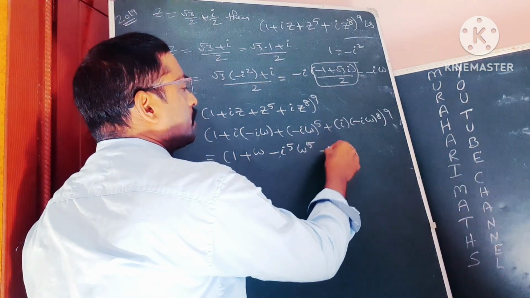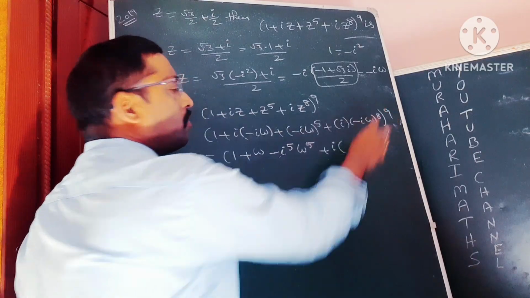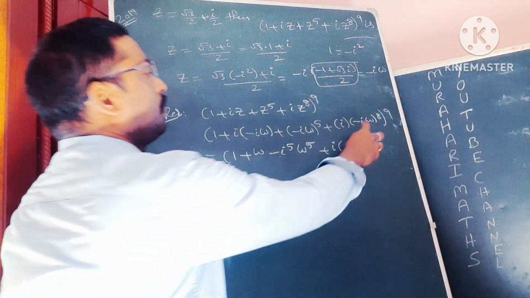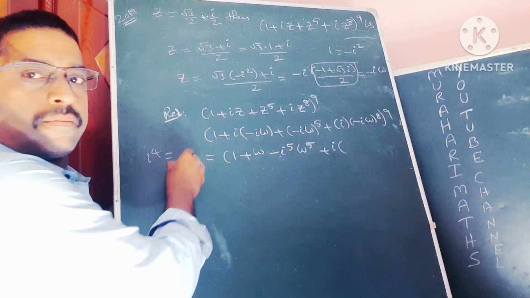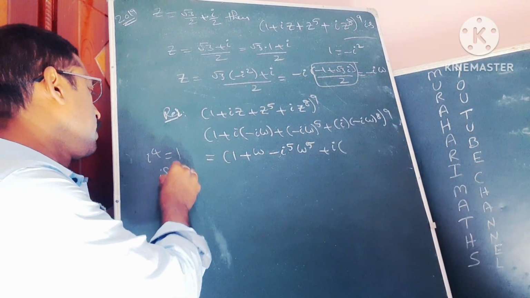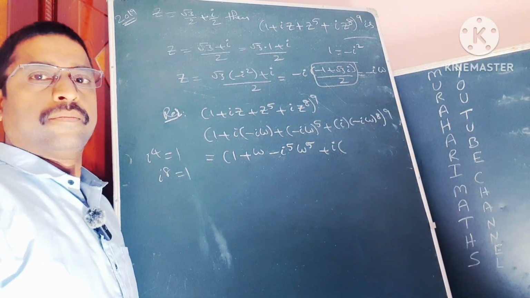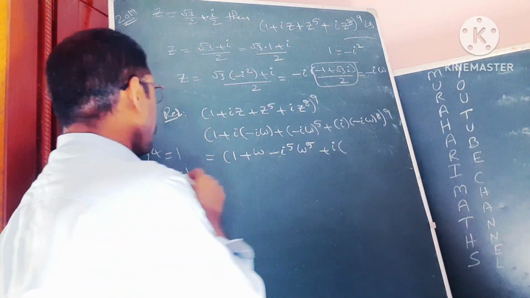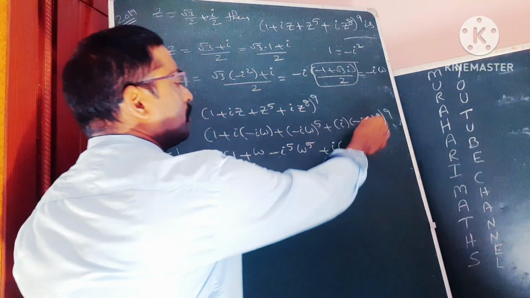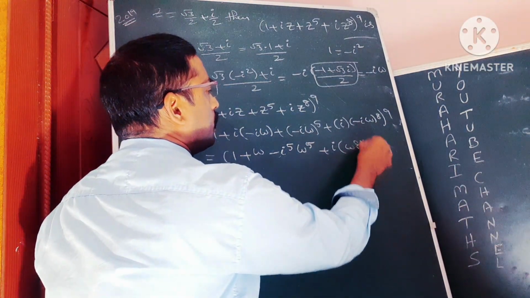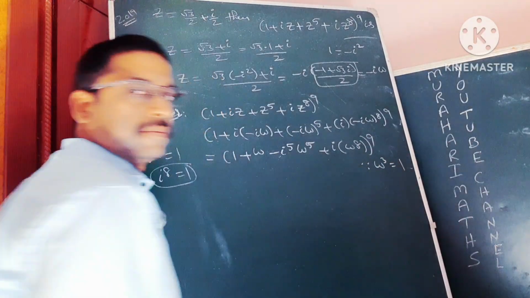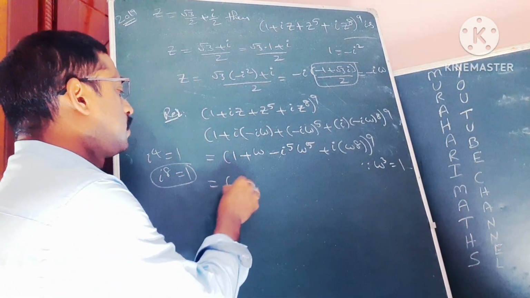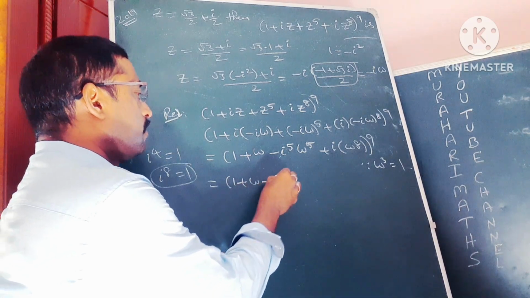This is plus i times (minus i omega) to the power 8. i to the power 4 is equal to 1, and i to the power 8 is also equal to 1, squaring on both sides. So this value is omega power 8, whole to the power 9. But omega cube is how much here? 1. So 1 plus omega plus (minus i) to the power 5.